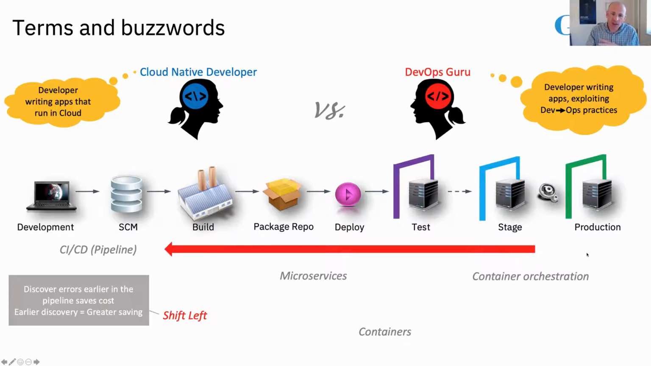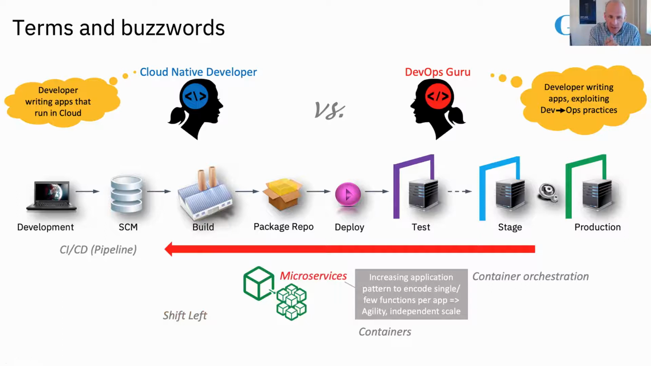So shift left is all about moving the discovery of any issues, any problems, from the right-hand side to the left-hand side, and that saves massively in terms of cost, time, and also value to the business, how quickly you can get that to production in a high quality way. That's what shift left is.